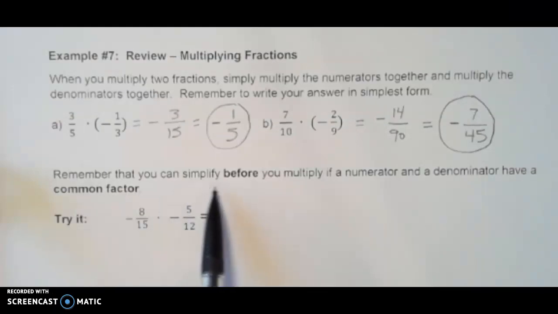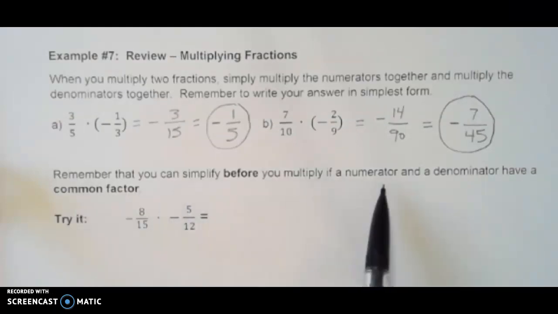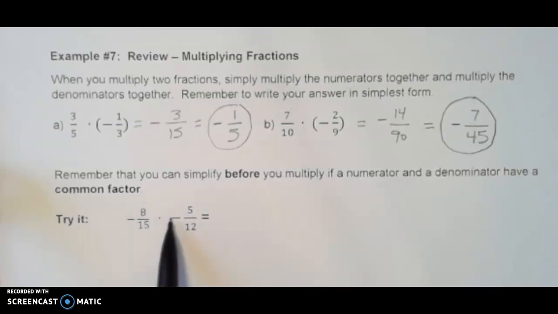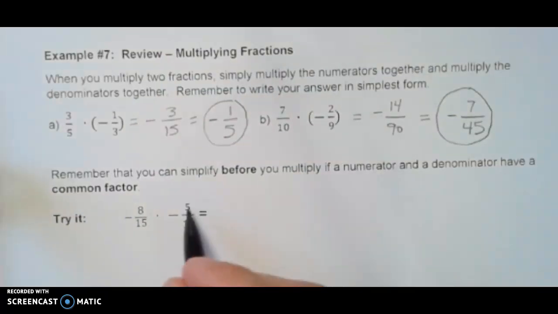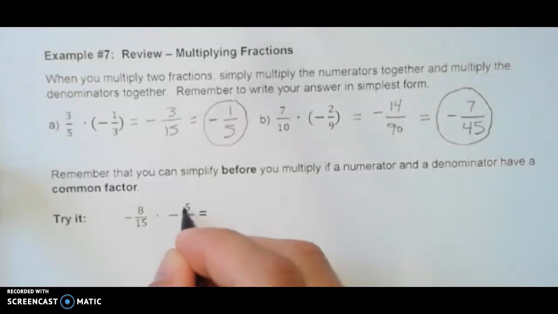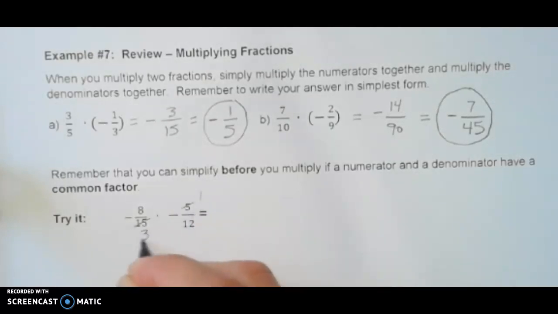Remember that you can simplify before you multiply if the numerator and denominator have a common factor, like in this example. Okay, negative 8/15 times negative 5/12. A negative times a negative is a positive, but let's simplify early. All right, this numerator 5 and this denominator 15 have a common factor of 5. 5 goes into 5 once and into 15 3 times. 8 and 12 have a common factor of 4. 4 goes into 8 twice and into 12 3 times.